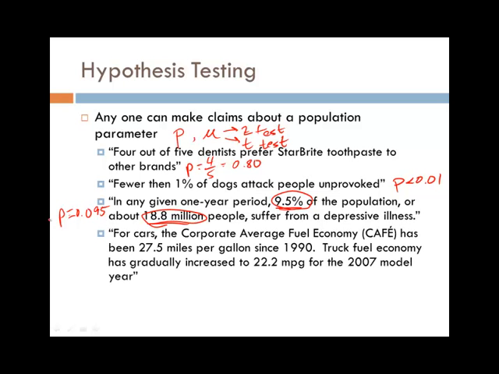For cars, the corporate average fuel economy has been 27.5 miles per gallon. Truck fuel economy has gradually increased to 22.2. So these are means, 27.5, and for trucks, 22.2. These are claims, all right?